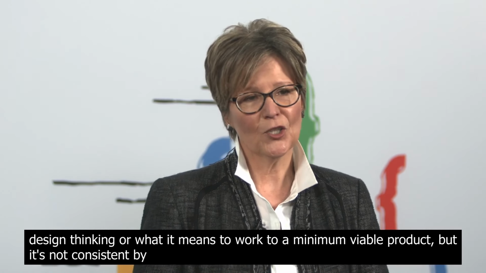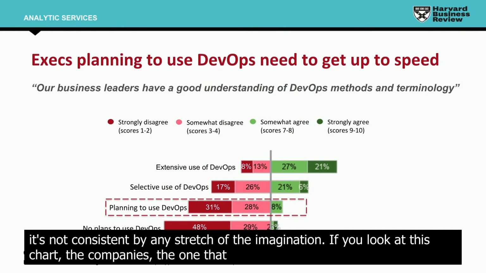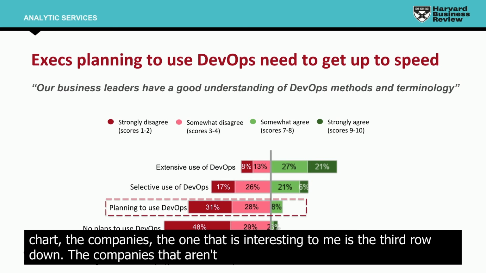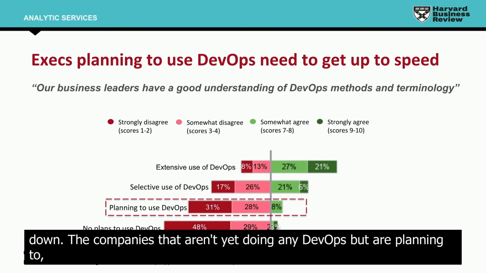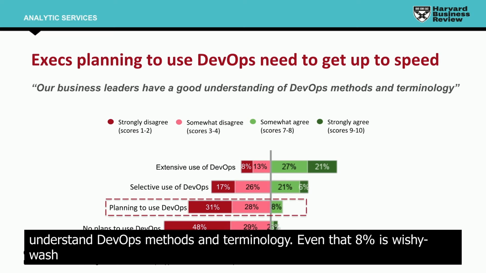If you look at this chart, the one that is really interesting to me is the third row down. The companies that aren't yet doing any DevOps but are planning to, so they're about to launch, only 8% said their business leaders understand DevOps methods and terminology. And even that 8% is a little wishy-washy on it. You see that it's the lighter green, not the dark green. So that's a problem, and that's the gap that companies are facing.